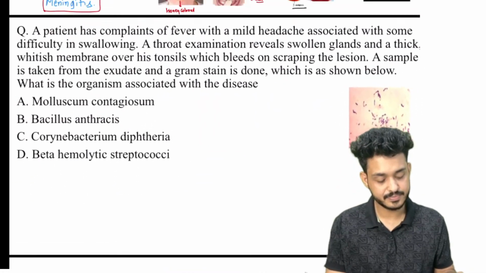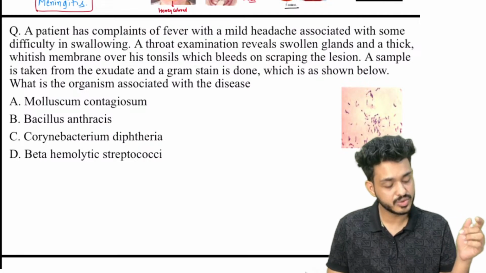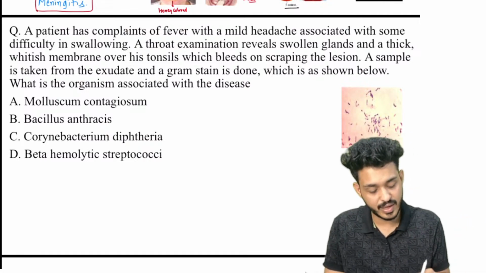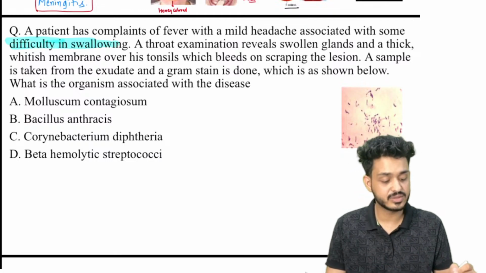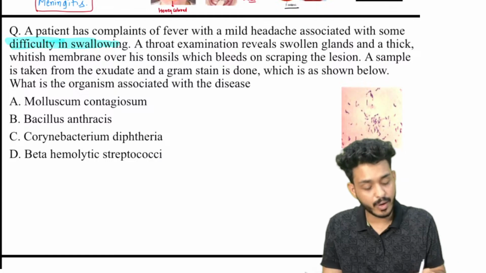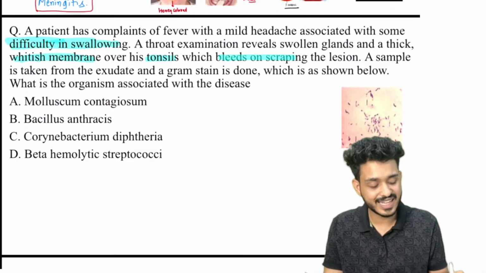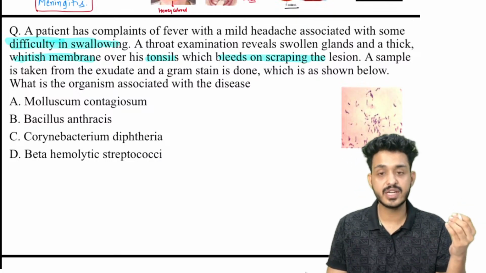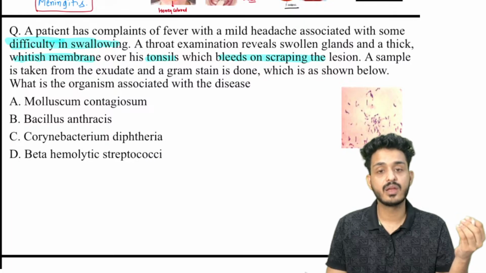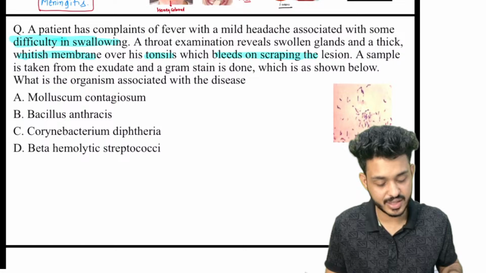Try to answer this. A patient has complaints of fever with mild headache associated with some difficulty in swallowing. Throat examination reveals swollen glands. A thick whitish membrane is over the tonsil, which bleeds on scraping. A sample is taken from the exudate and Gram staining is done, which is shown below. What is the causative organism associated here, right?